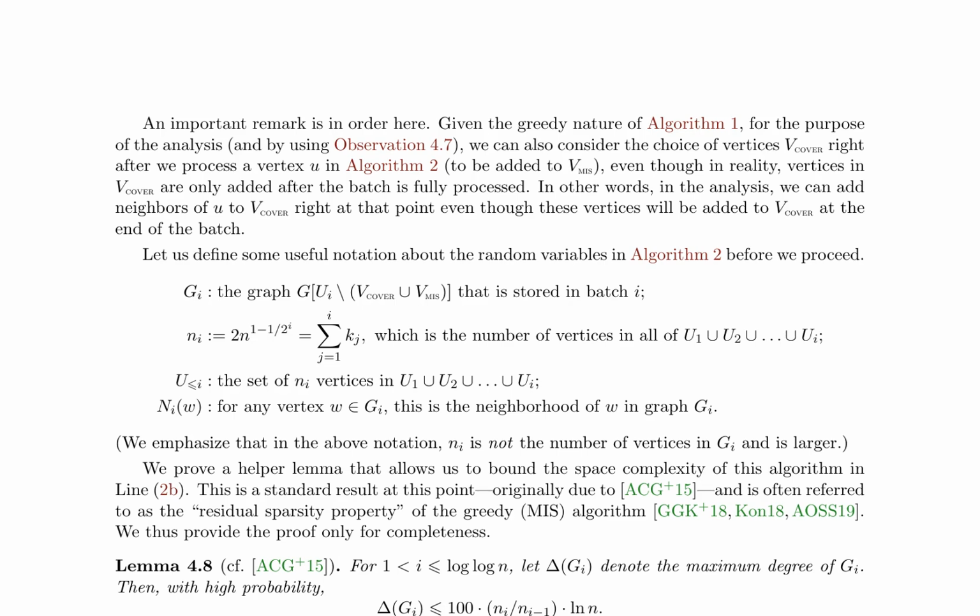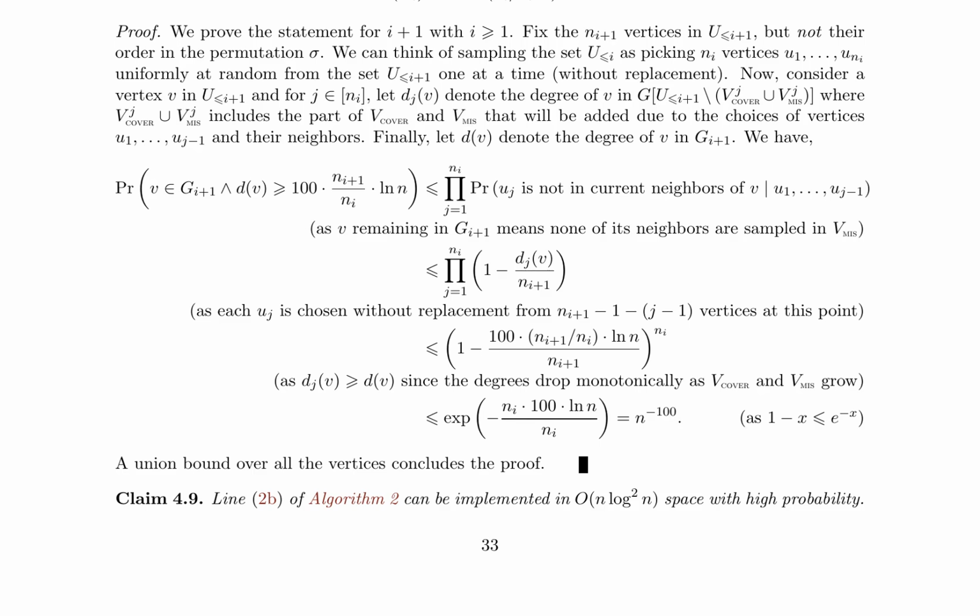Here is a combined summary of the 2 pages. The analysis of algorithm 2 relies on a greedy approach, where vertices in vcover are added after processing a batch, but for the purpose of analysis, they can be considered immediately after processing a vertex (u). Notation is introduced to describe the random variables in algorithm 2, including (gi), the graph stored in batch (i), (ni), the number of vertices in (ui), and (ni, w), the neighborhood of vertex (w) in graph (gi).